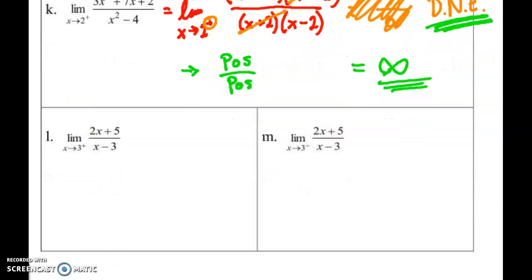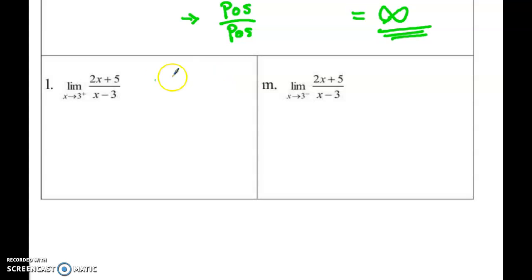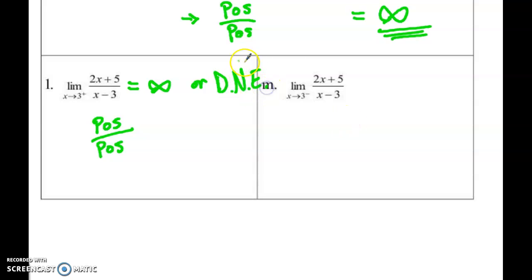And then I believe this is the last two before you're ready for your homework. And again, they're the same problem. So nothing cancels, non-canceling in the denominator. So you can say, okay, we want a number slightly bigger than 3. Well, slightly bigger than 3 gives you a positive on top. Slightly bigger than 3 minus 3 is still positive. So we know that even though it does not exist, the behavior goes to infinity. But I will accept does not exist because that is technically true.